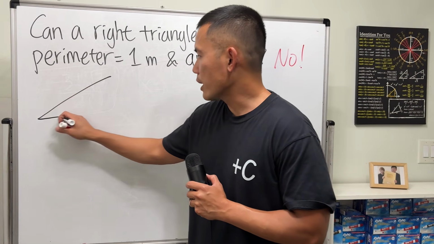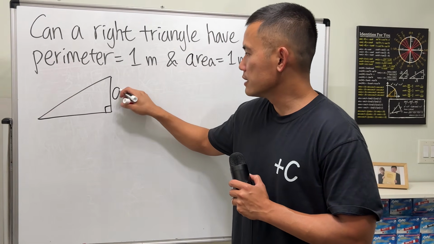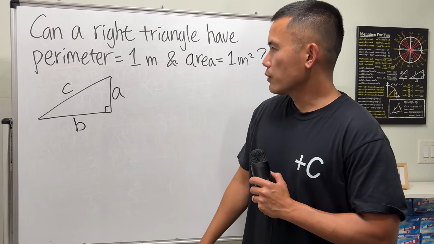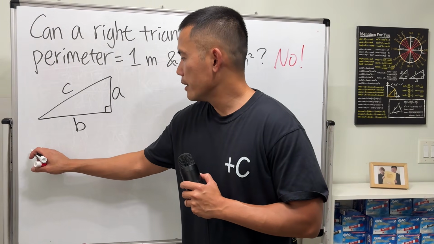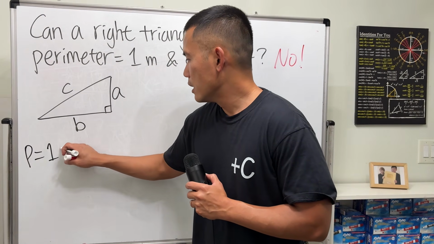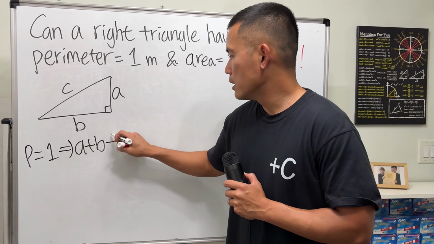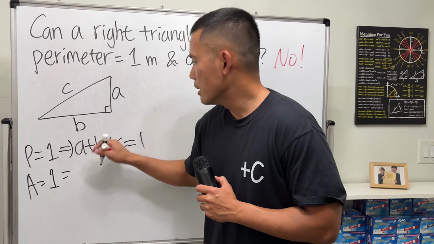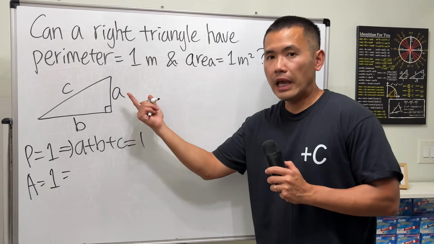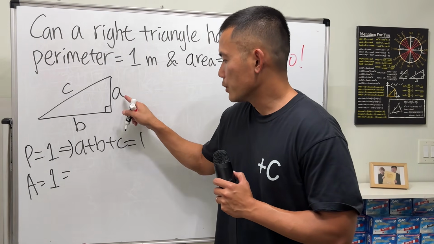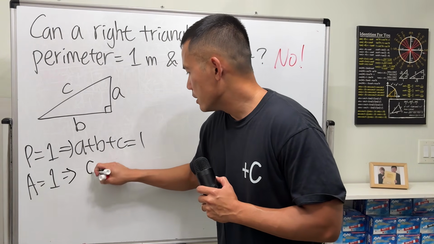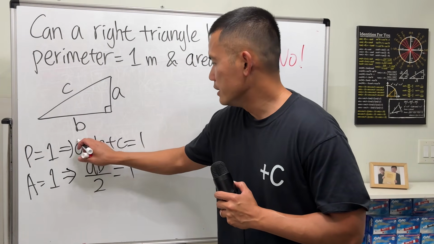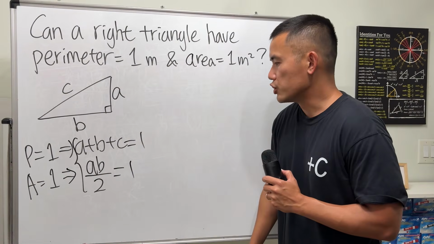Firstly, let's consider a right triangle like this. I'm just going to put this side to be A, this is B, and this is C. So, of course, perimeter is equal to 1. That means A plus B plus C is equal to 1. And then the area is equal to 1 means base times height. In this case, A will be acting as the height. So we can just say A times B divided by 2 is equal to 1. So this is what we are trying to achieve.